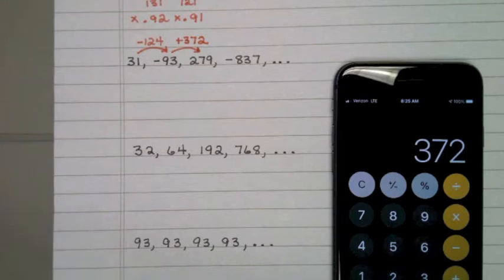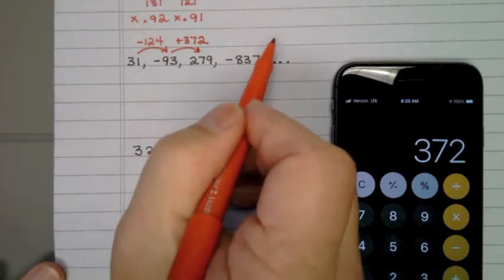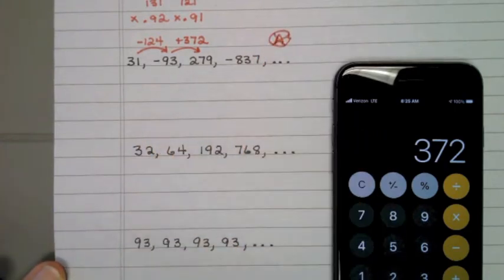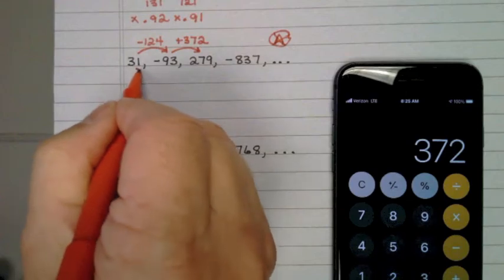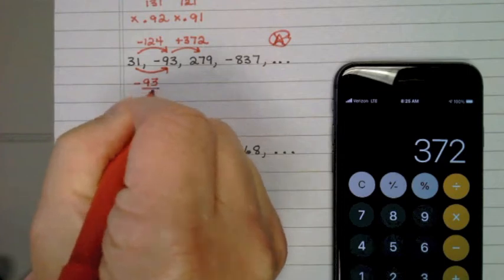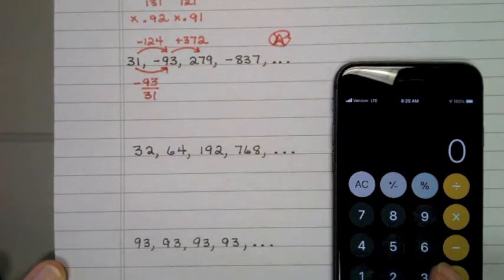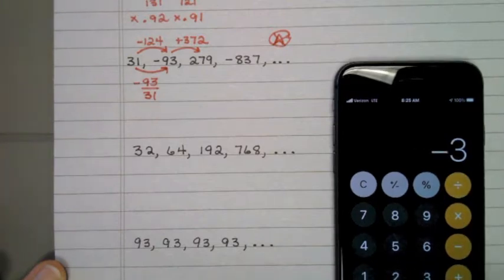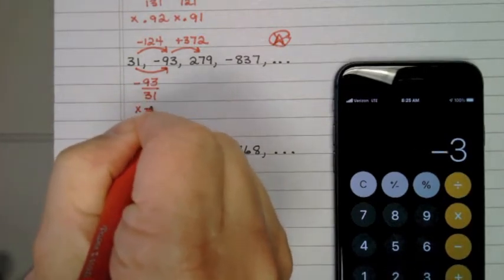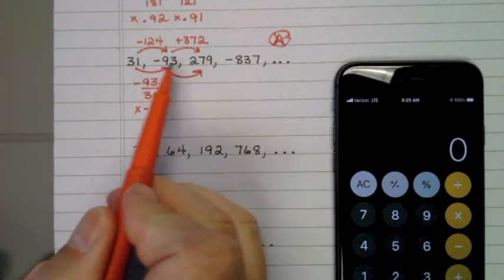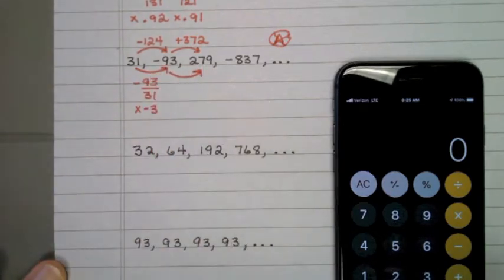I am not getting the same number as the difference between these. Is this an arithmetic sequence? No, it is not. I need to check and see if it's a geometric sequence. I need to take these two and divide them. That's going to be negative 93 divided by 31. I'm multiplying by negative 3. I need to see if I'm multiplying by negative 3 between these two. That means I'm going to take 279 and divide it by negative 93.